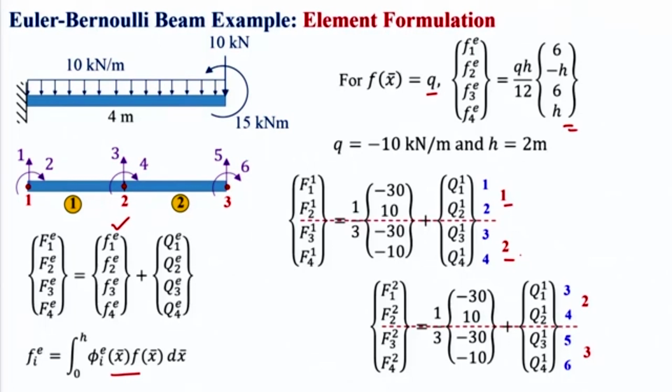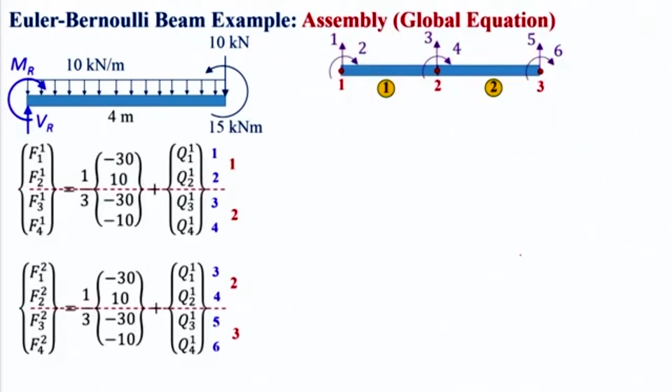Now we have the element load vectors and the element stiffness matrices. Then we need to assemble them based on the connectivity. Let's first assemble the load vector. These are the load vectors for the 2 elements. We apply the same logic while assembling, even in the case of a beam. We have already discussed the assembling part in detail in the last 2 lectures.